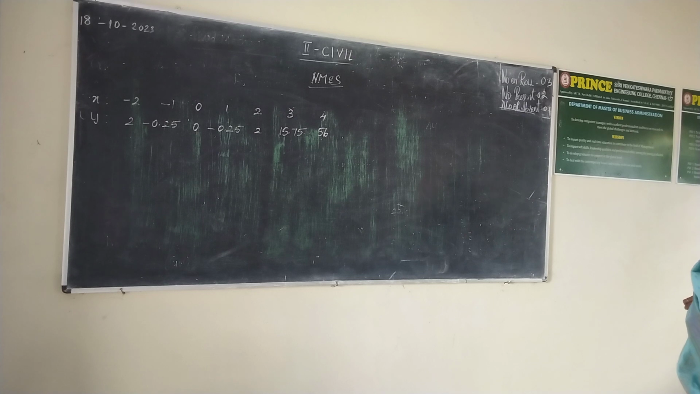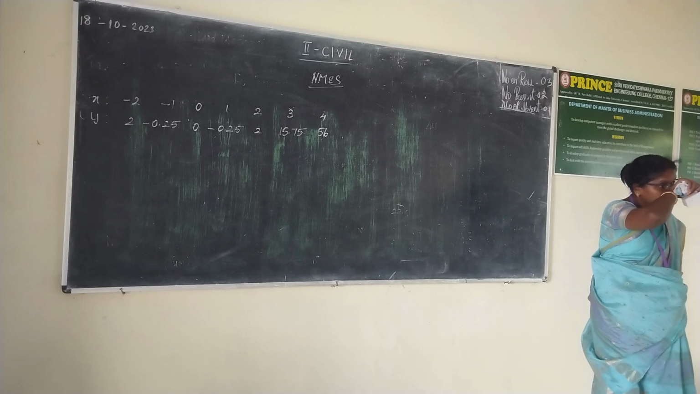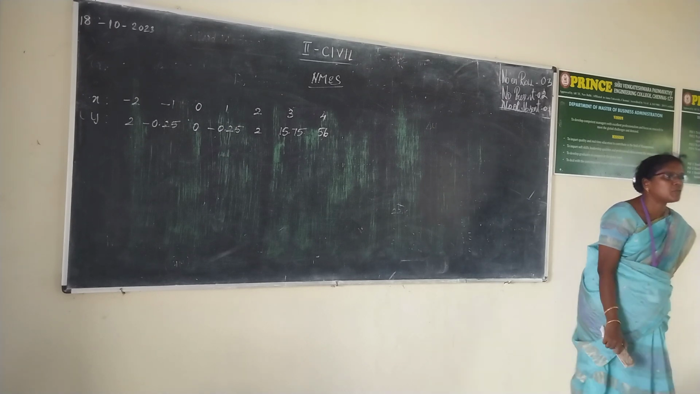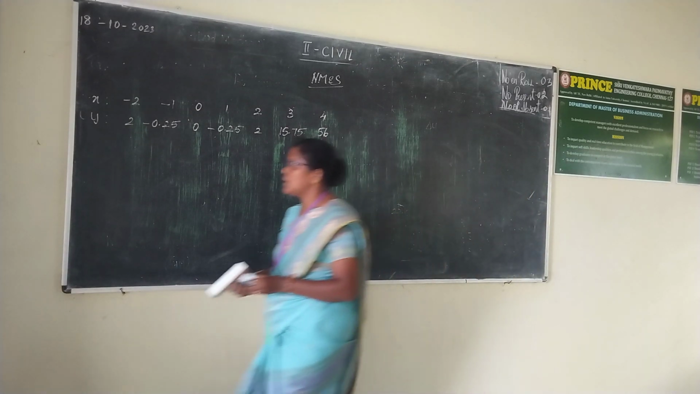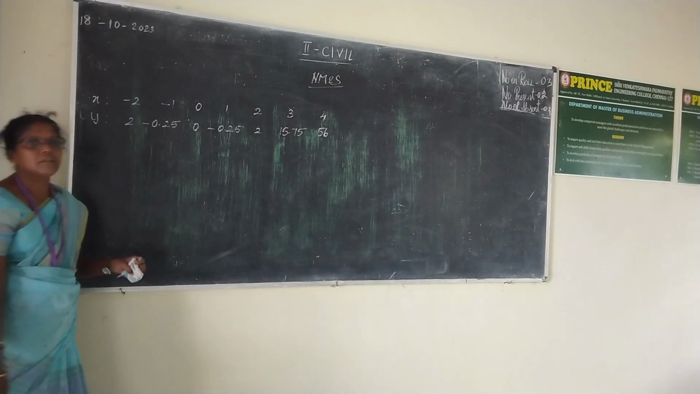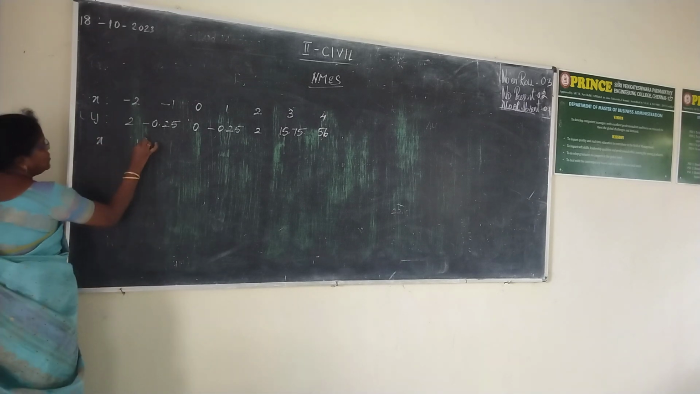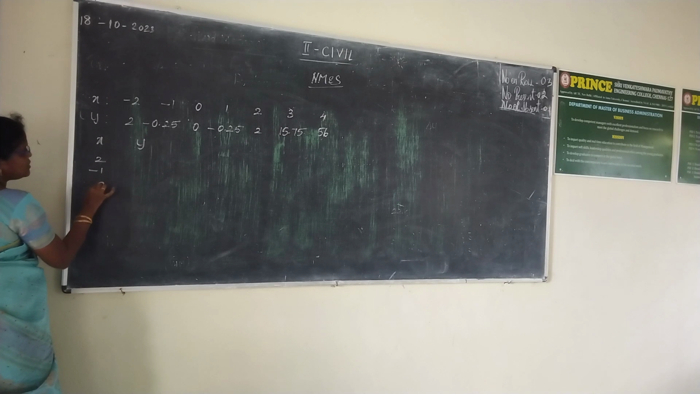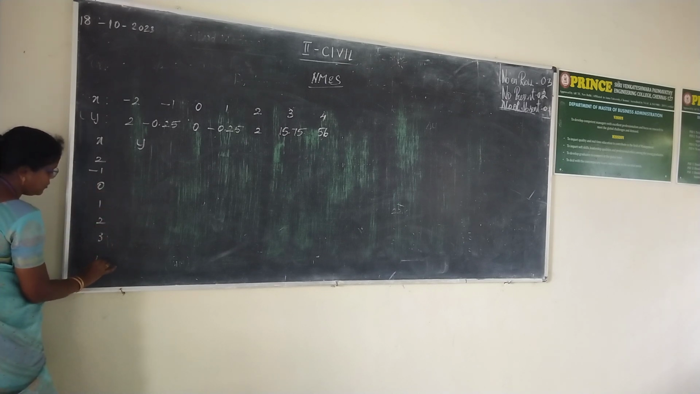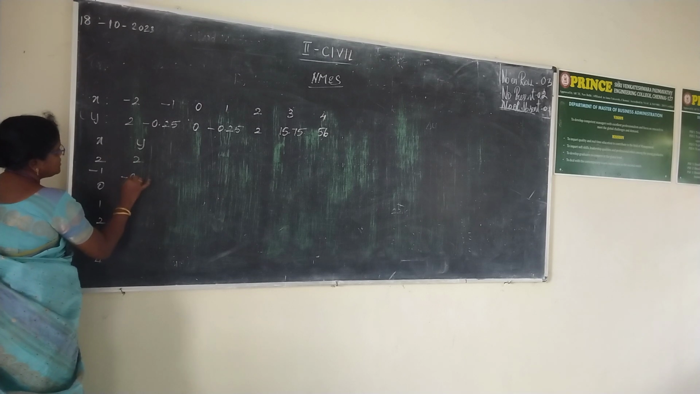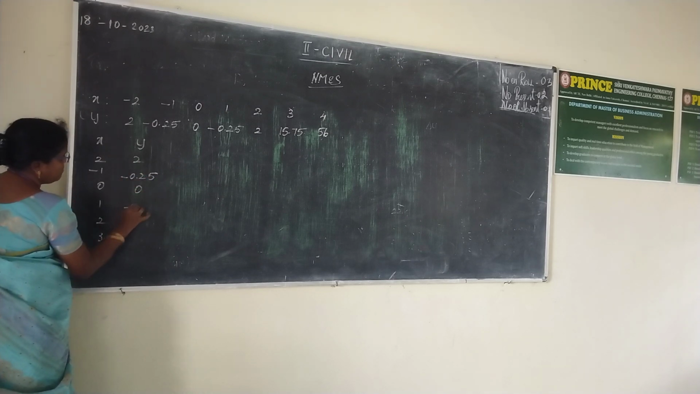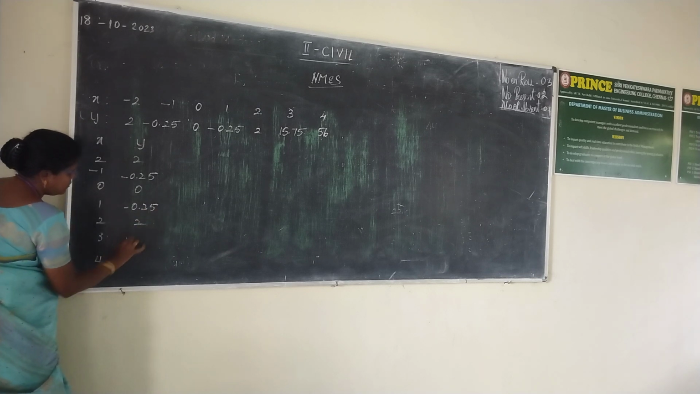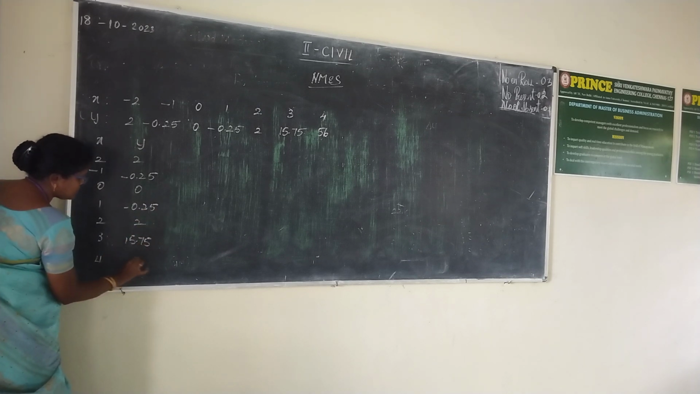For that, what do you form first? Forward or backward, no choice. The polynomial is continuous, so we can use either forward or backward. What is the first step? Form the forward difference table. Form the table, everyone. x: -2, -1, 0, 1, 2, 3, 4. y: 2, -0.25, 0, -0.25, 2, 15.75, 56.